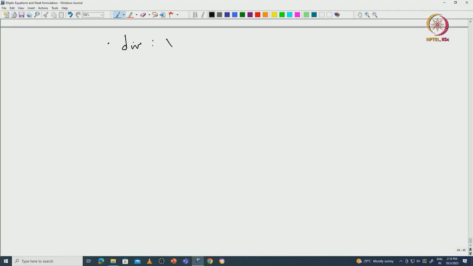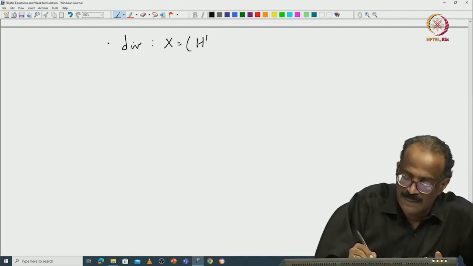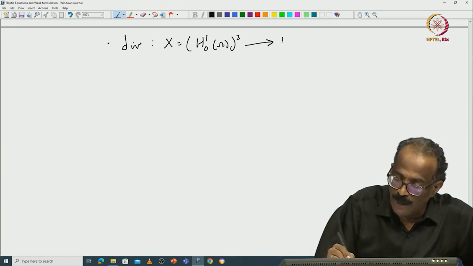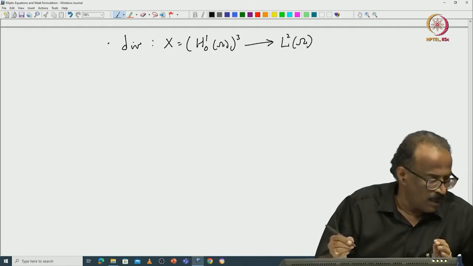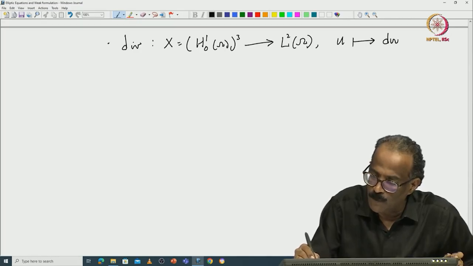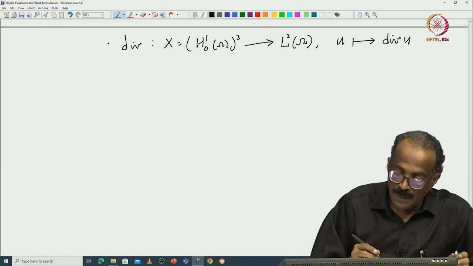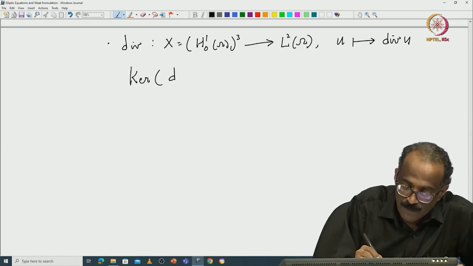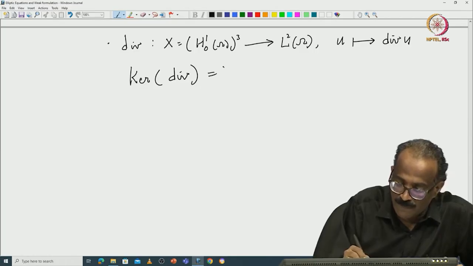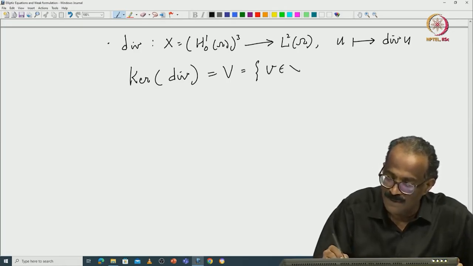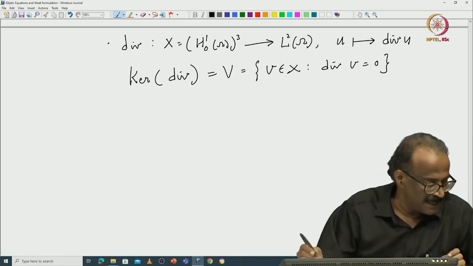So you have this from X, X equal to, once more let me write it, H1 naught of omega cube to L2 of omega. And how are you doing that? You go to divergence of u. And what is the kernel of div? The kernel of div is nothing but the set of all v in X such that the divergence of v equal to 0. I will discuss this a little later.